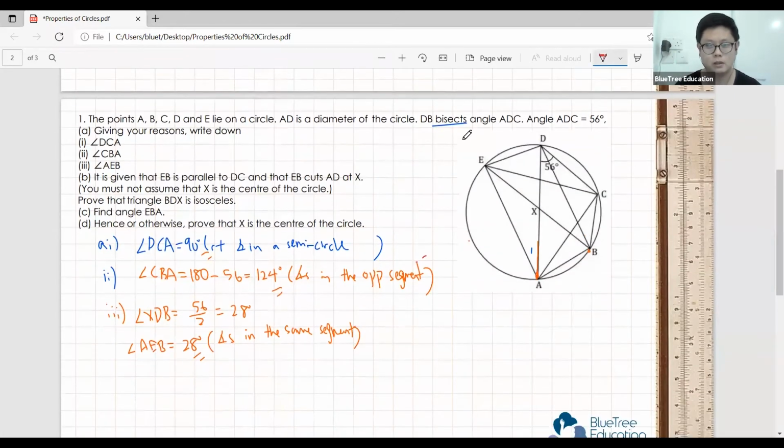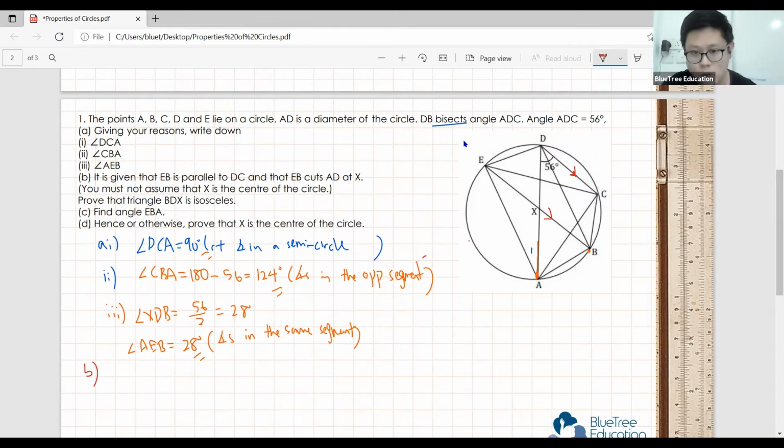All right, in part B, they say that EB is parallel to DC, so we mark the parallel lines. They also say that EB cuts AD at X. And the question says that you cannot assume that X is the center of the circle. If you can't assume X is the center, this also means that you cannot assume EB is the diameter. Throughout the whole question until now, they didn't say anything like that. So the only extra information you can use is the parallel lines only, okay?